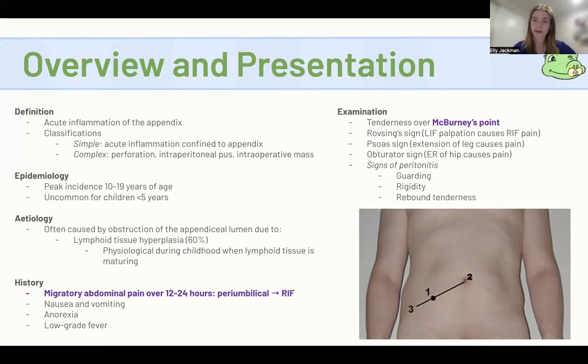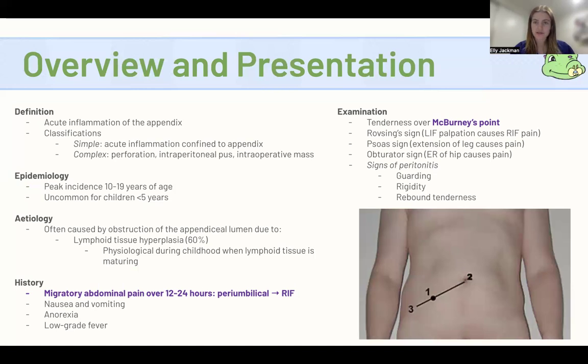So it starts off periumbilical, and this is due to irritation of the visceral peritoneum, and then moves to the right iliac fossa over the next 12 to 24 hours. And this is then related to the parietal peritoneum. They also may present with nausea and vomiting. Most of the time, they present with anorexia, and they may also have a low-grade fever.